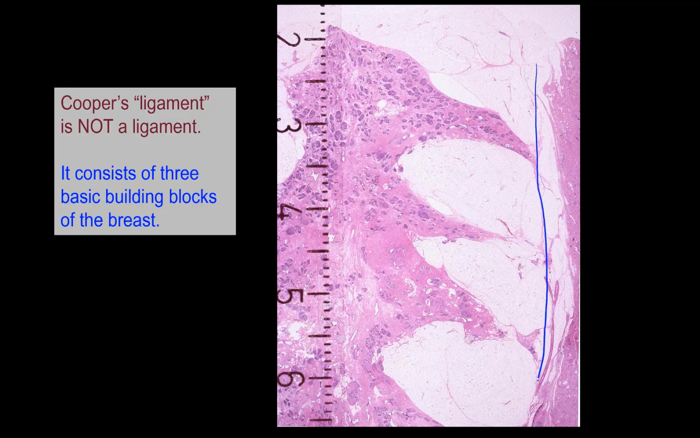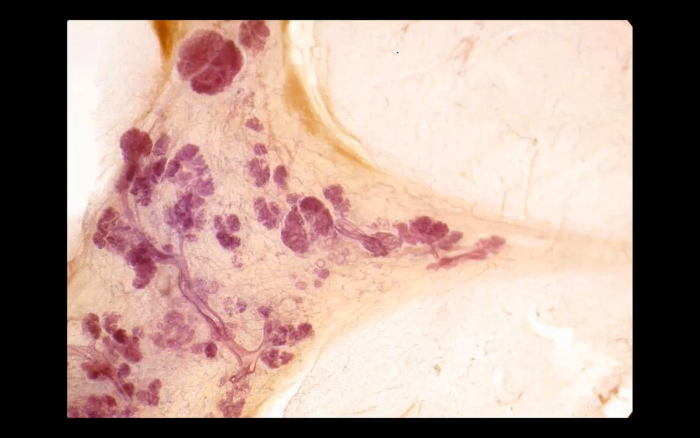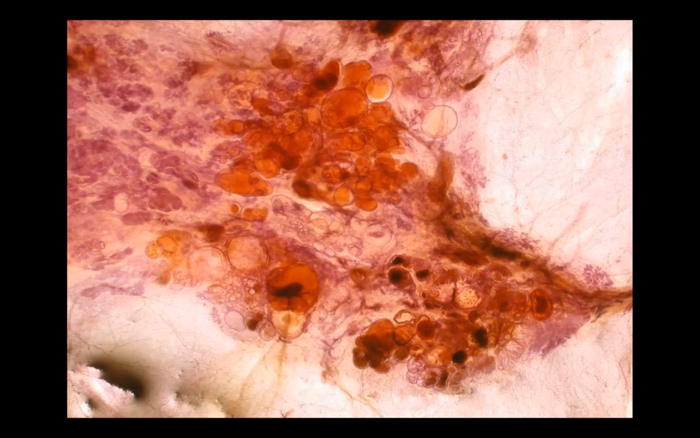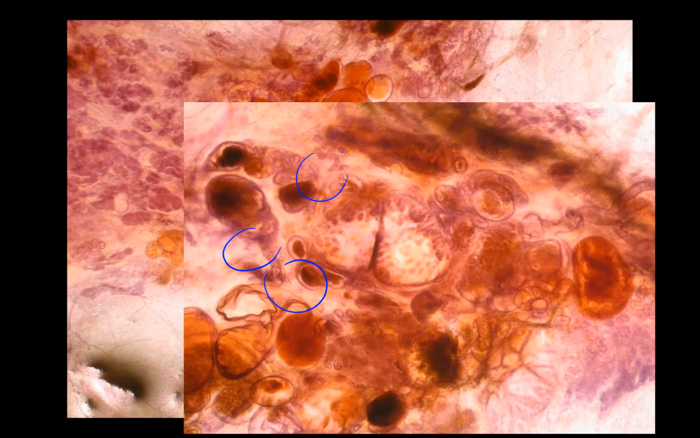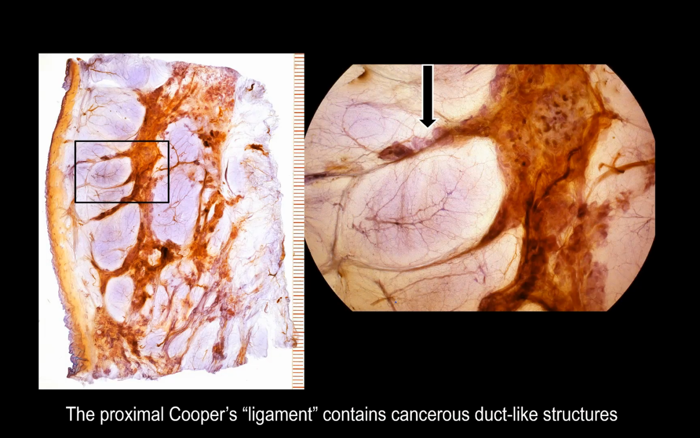This is the superficial fascia and this Cooper's ligament. Adenosis, that is larger TDLU, or fibrocystic change can develop in Cooper's ligament. Here is the apocrine metaplasia. And cancer can develop in Cooper's ligament.